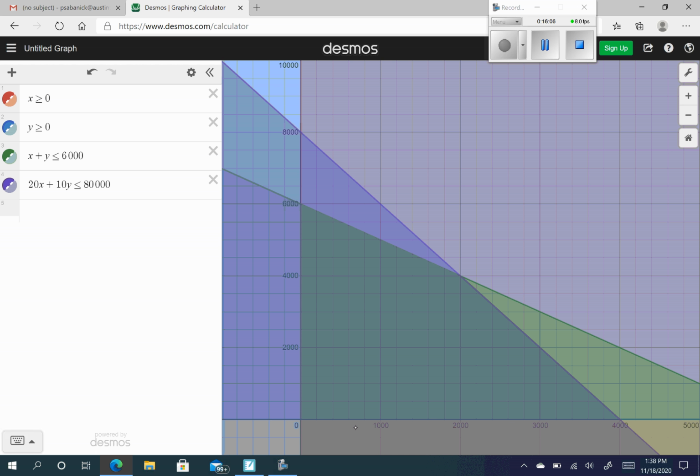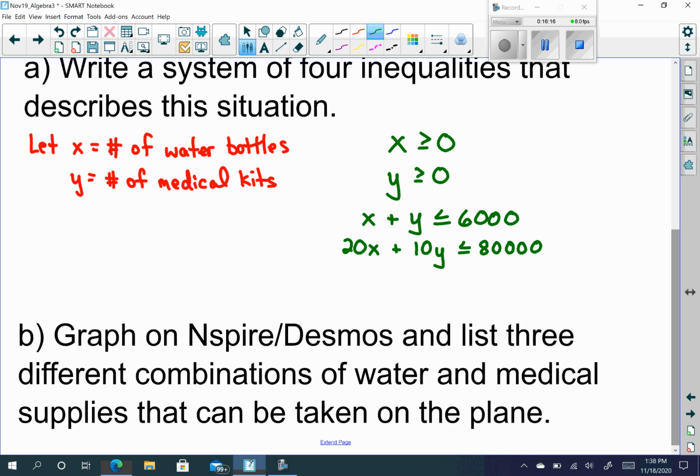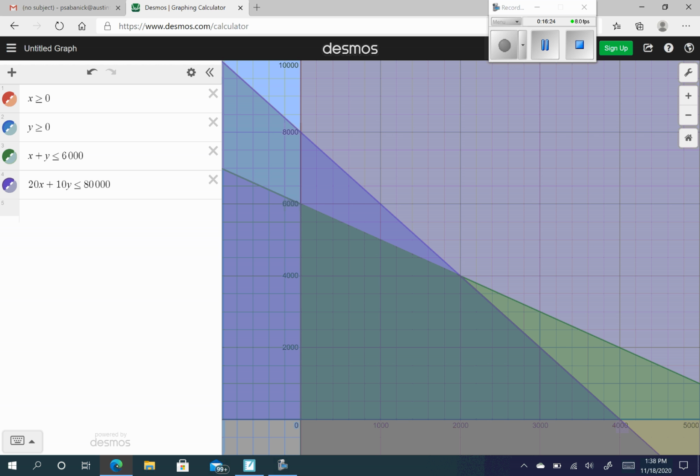All right, so now we see this right here is our y-axis, this is our x-axis, so we see this area right here is the overlapping region. So what we're going to do is we want to find 3 different combinations of water and medical supplies that can be taken on the plane. So I want you guys to sit and think about this, come up with some values that you think based on our work so far with linear inequalities.